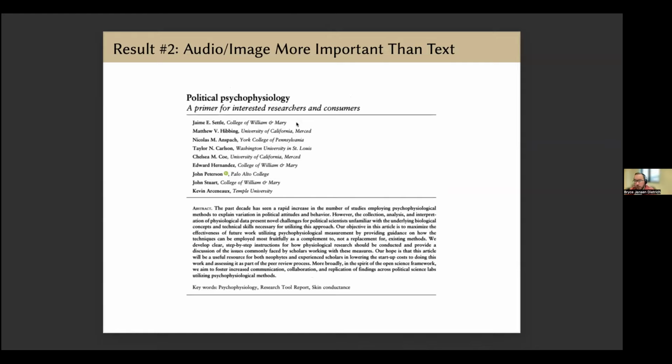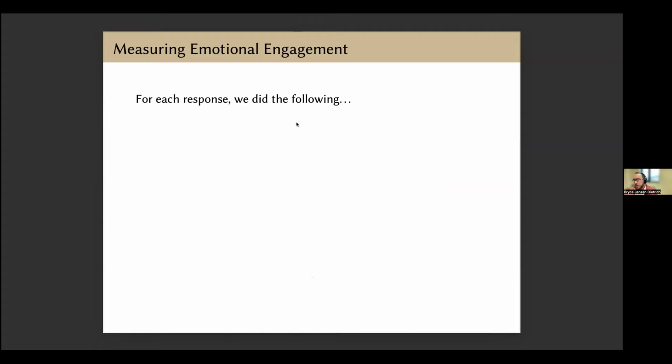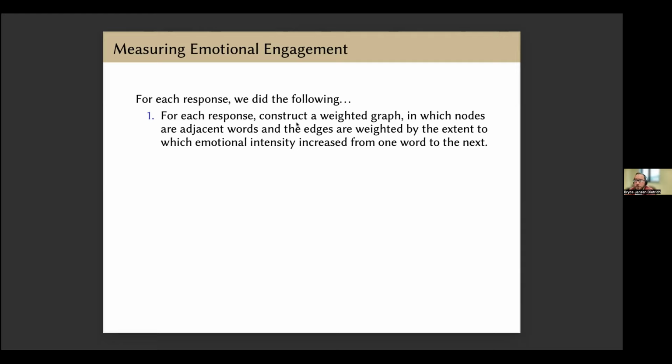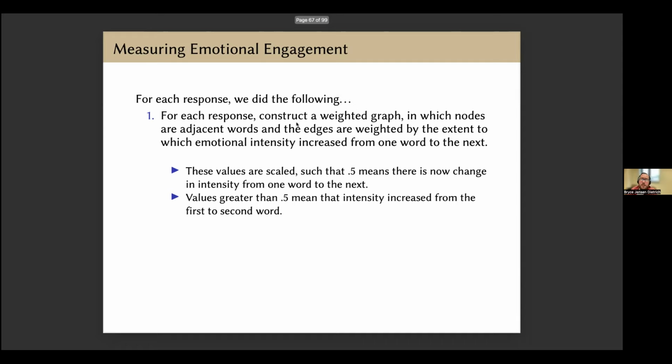So, in order to measure emotional engagement, there are a lot of different ways to approach this problem. I ultimately thought that a network-based measure made the most sense given the novelty of the data that we had collected. So for each response, a single response that an individual might give to a candidate like or dislike question, we constructed a weighted graph in which the nodes are adjacent words and the edges are weighted by the extent to which emotional intensity or engagement increased from one word to the next. These values are scaled such that 0.5 means there's no change in intensity from one word to the next, values greater than 0.5 mean that the intensity increased from the first word to the second, and values less than 0.5 mean that the intensity decreased.